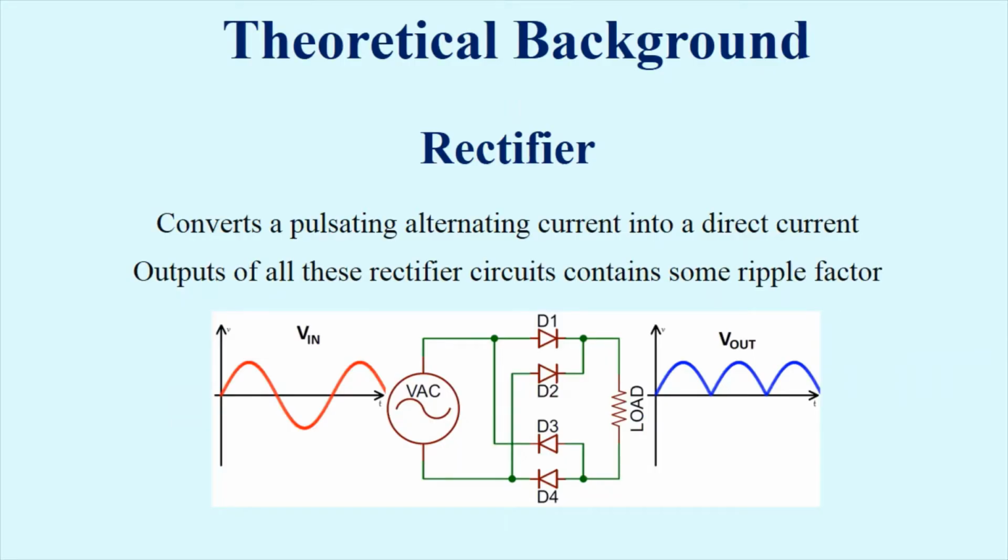Firstly, we have to look at the theoretical background of this experiment. Most of the electrical equipments in our house, such as radio, television and computer equipments, work on direct current. But our power supply is alternating supply, means the AC source. That's why we need such kind of equipment that convert AC into DC. So the rectifier is a device that converts a pulsating alternating current into direct current.